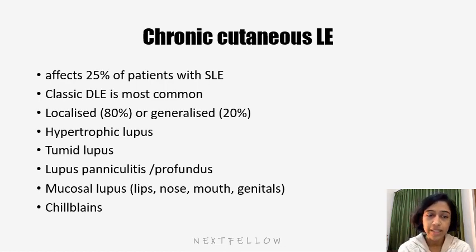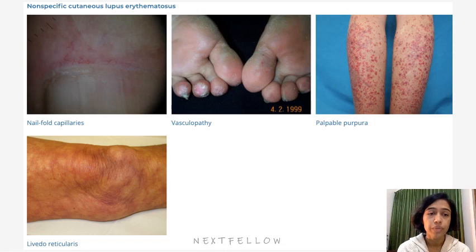Usually it's localized, okay? Some other variants of cutaneous lupus: there are hypertrophic or warty lesions you may have, tumid lupus, which is basically a swelling, lupus panniculitis in the subcutaneous fat, and chilblains also. Then there are the non-specific features like livedo reticularis; vasculopathies and vasculitis are very common in lupus SLE.